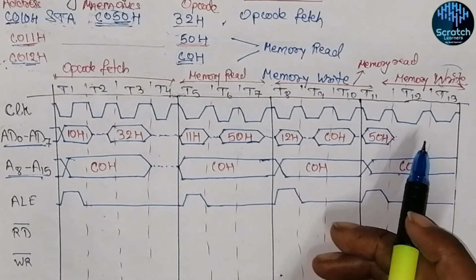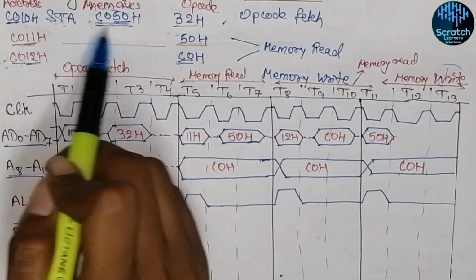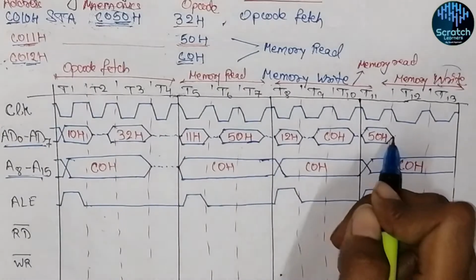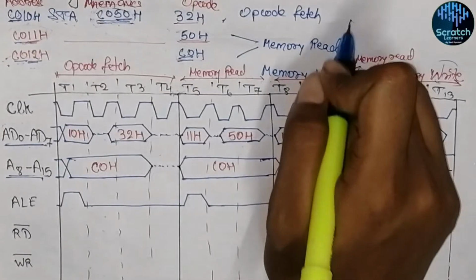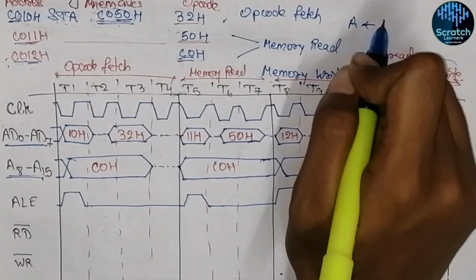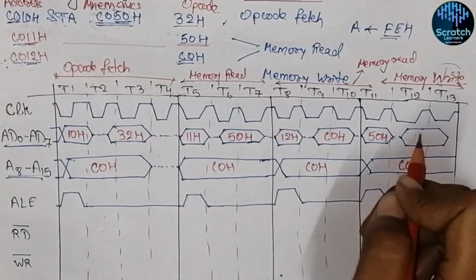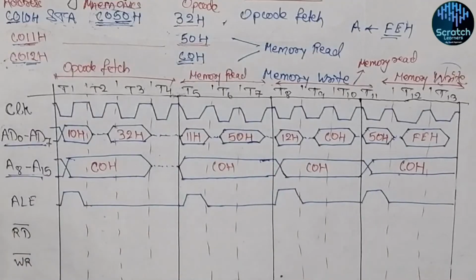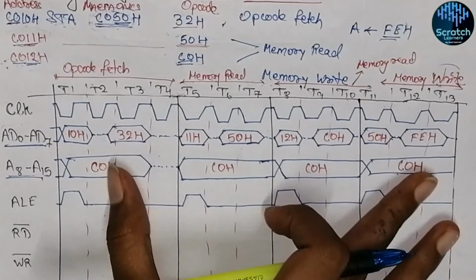So what is that data? See here, we are storing the content of accumulator into this location. So whatever is the content of accumulator, that will be written in these data lines. So let's say the accumulator is containing FE hex. Okay, this is the data. That means we need to write FE hex here. Okay, so this is the AD0 to AD7 lines.